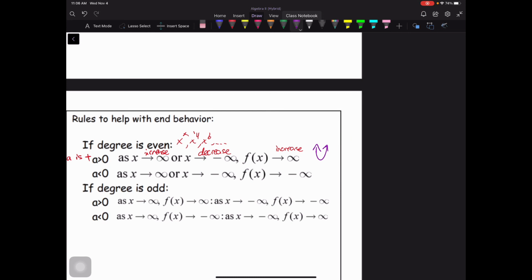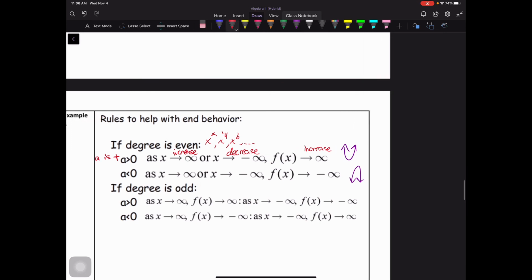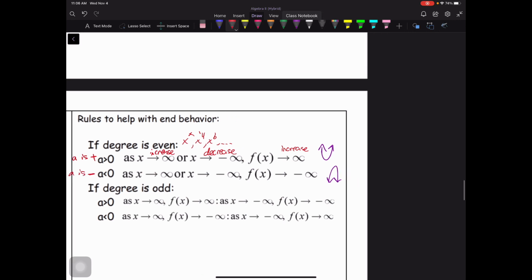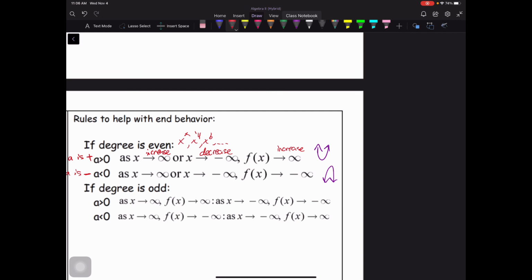If A is negative, all it's going to do is flip it upside down. So just a quick sketch of an even function where A is negative. It's going to look something like that. If you can remember that, then you know that your end behavior is decreasing in both directions.